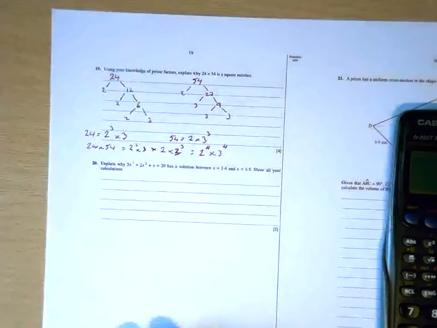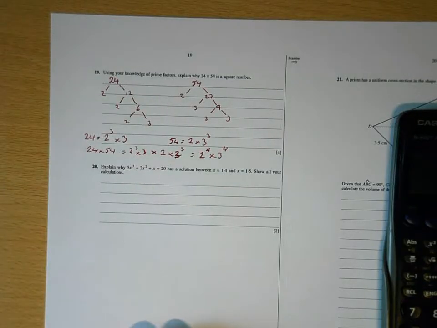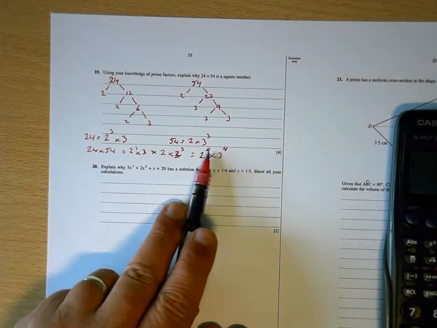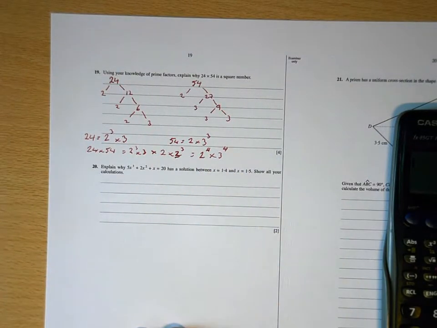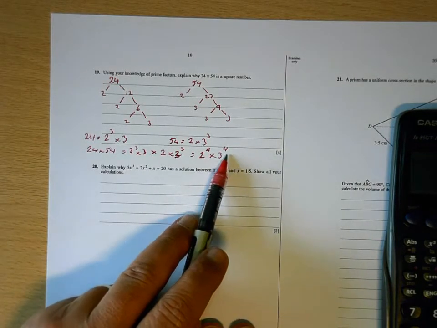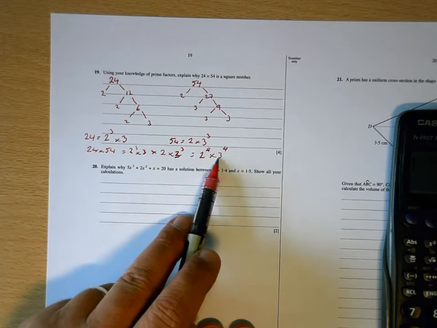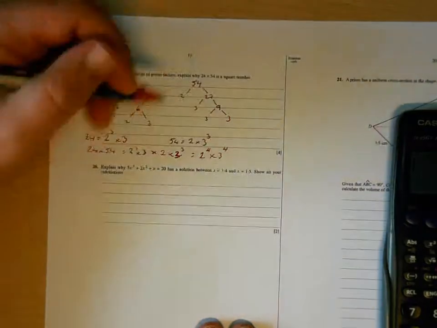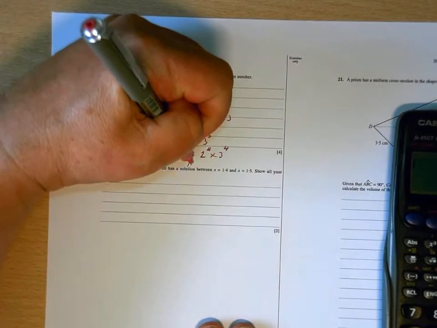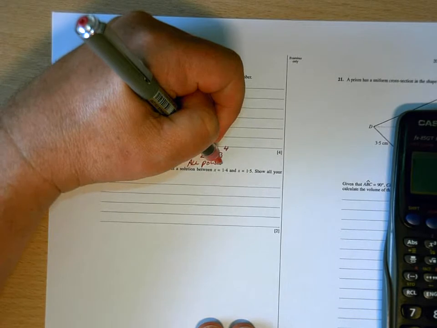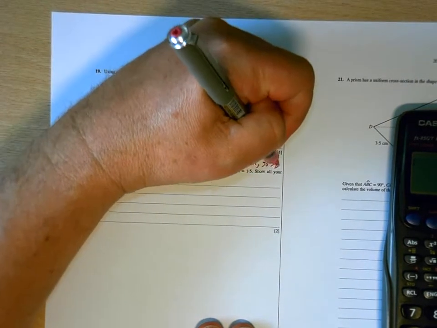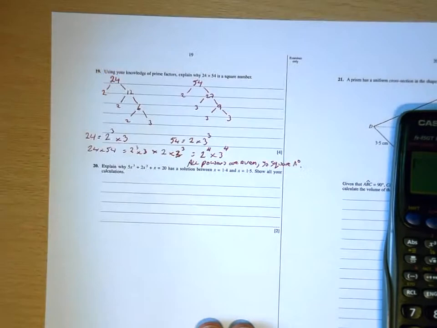Now the fact that you need to know is if all the powers are even, then it's a square number. So if that was 3 to the power of 5, it wouldn't be square. If that was 3 to the power of 6, it would be a square number because all the powers are even. So the final thing that you need to say is all powers are even, so square number.